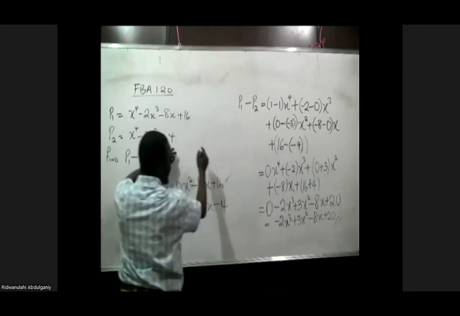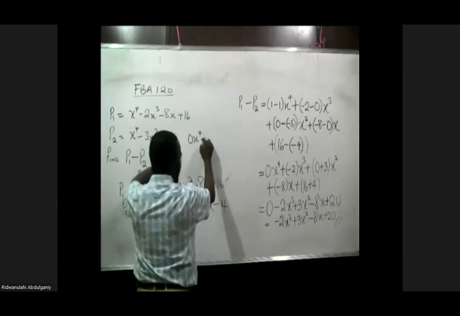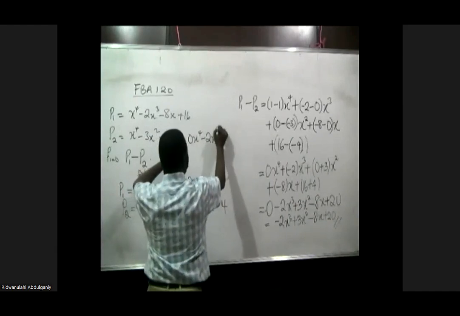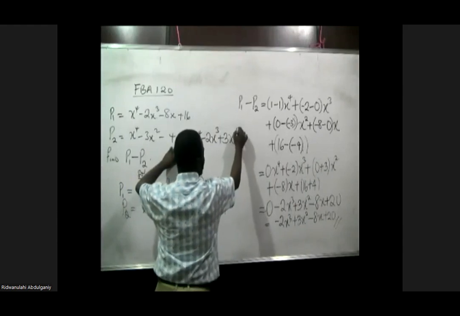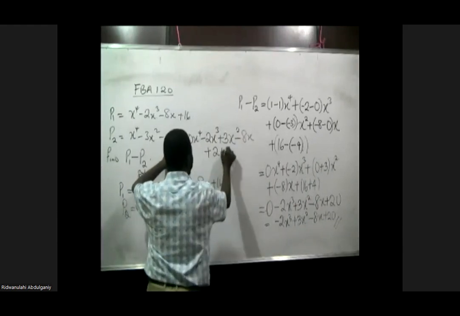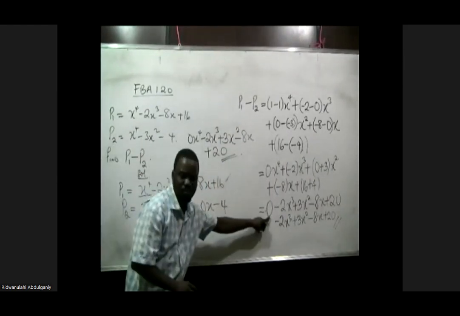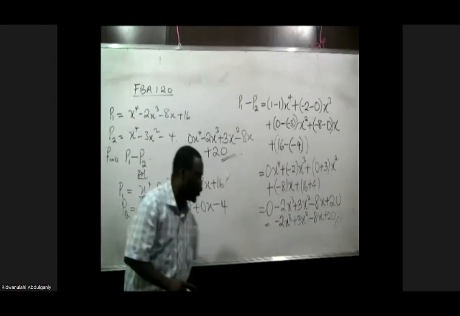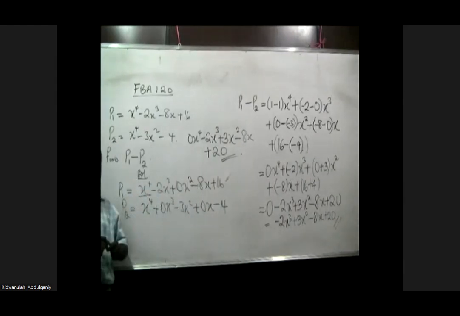I can leave my answer, permit me to write it here, as 0x raised to power 4 minus 2x raised to power 3 plus 3x raised to power 2 minus 8x plus 20. I can leave the answer in this form. But the last form makes it more beautiful and more presentable.